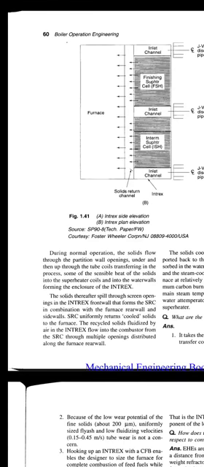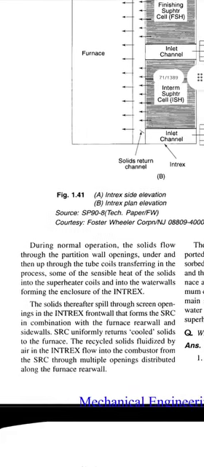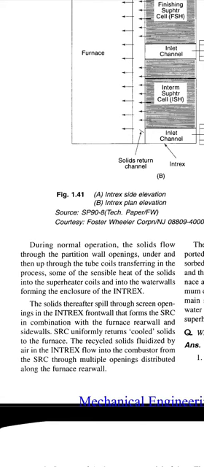During normal operation, the solids flow through the partition wall openings, under and then up through the tube coils, transferring some of the sensible heat of the solids into the superheater coils and into the water walls forming the enclosure of the Intrex. The solids thereafter spill through screen openings in the Intrex front wall that forms a solids return channel, SRC, in combination with the furnace rear wall and side walls. The SRC uniformly returns cooled solids into the furnace.